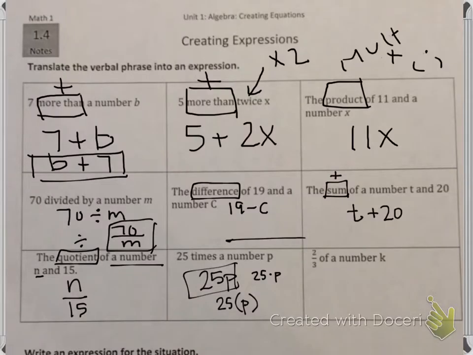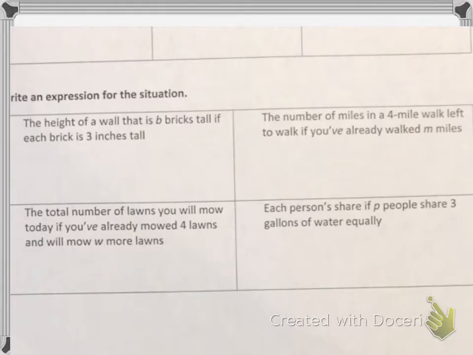Sorry, the last one here is 2/3 of a number k. If anybody remembers what the word of means in math, it always means that you should multiply. Of is a multiply word here. So 2/3 of a number k just means 2/3 times k.